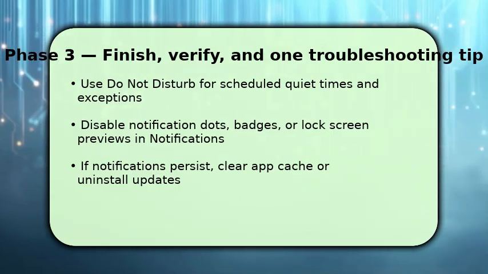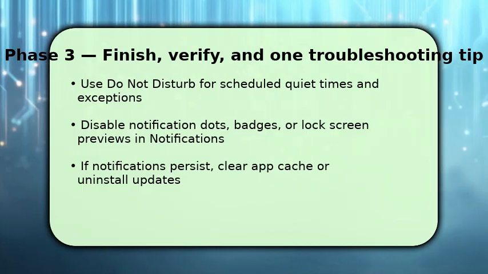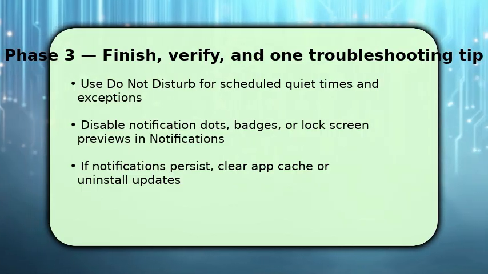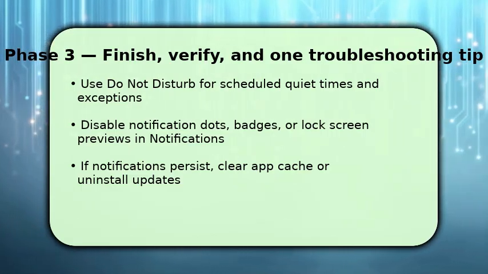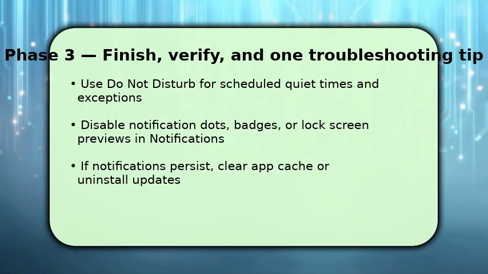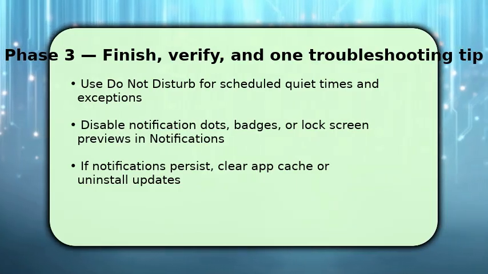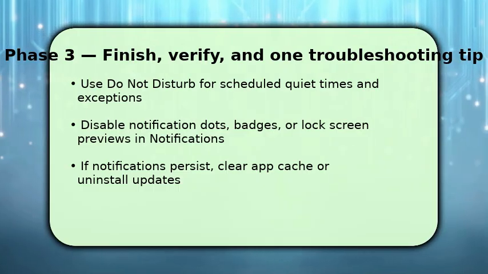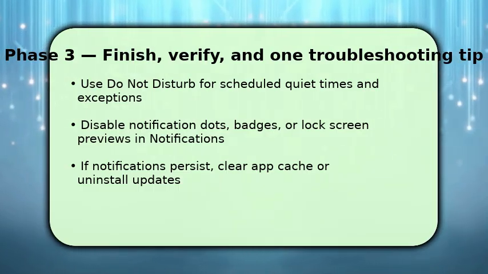If a stubborn app still pushes notifications, clear its cache, force stop, or uninstall recent updates. Reboot the phone and check again. If problems persist, review battery optimization or reset app preferences as a last resort. This often fixes permission conflicts and restores expected behavior.